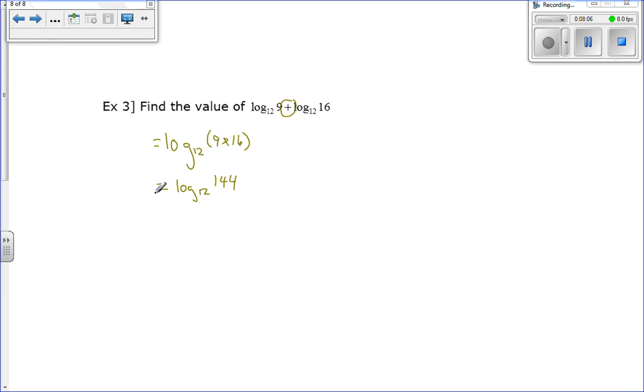Now, what I need to do is turn this into exponential form. What's my base? What's my exponent? What's my number? Well, the base is 12. The exponent is what the log is equal to, so we don't know what that is. And my number is 144. So when I write that into exponential form, I'm going to say 12 to the what is equal to 144. Well, we know that that answer would just be 2. 12 squared is 144.